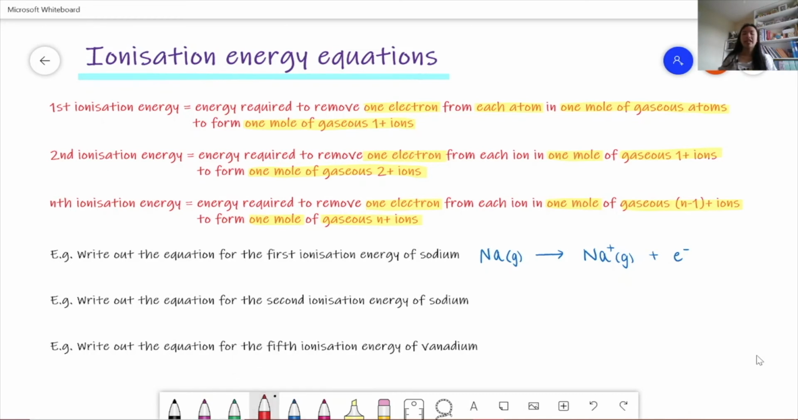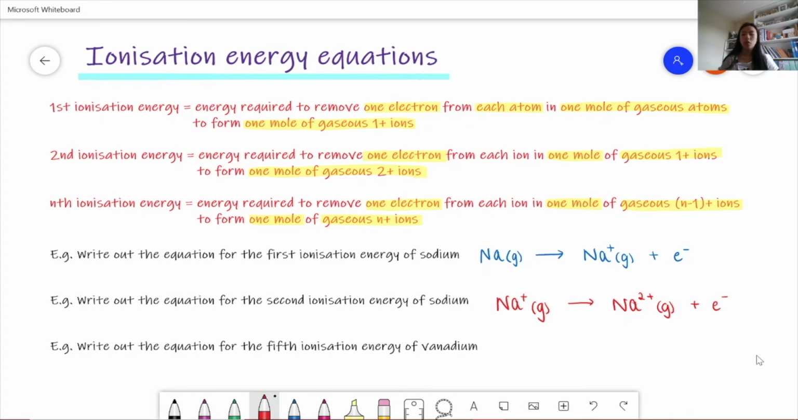And then if we're looking at the second ionization energy of sodium, remember that we're removing 1 electron from 1 mole of gaseous 1+ ions to form 1 mole of gaseous 2+ ions. So we start off with this Na+, which is a gas, and we do exactly the same thing. So we have the reaction arrow, and then we have Na2+, and we have an electron because we've lost another electron, and so the positive charge increases by 1.